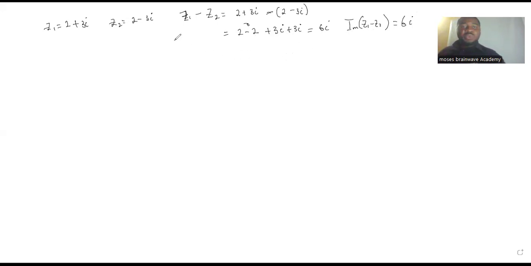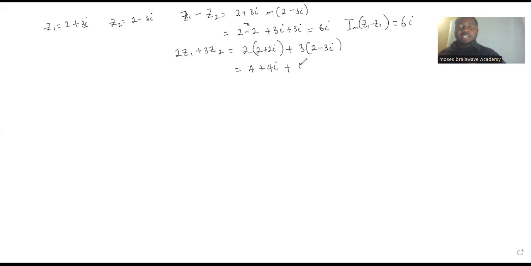Now, similarly, you can be asked to get 2z1 plus 3z2. So this is going to be 2 into z1, z1 should be 2 plus 2i, that's z1, plus 3 times z2, z2 is 2 minus 3i. Fantastic. So this is going to give us 4 plus 4i. This is going to give us plus.